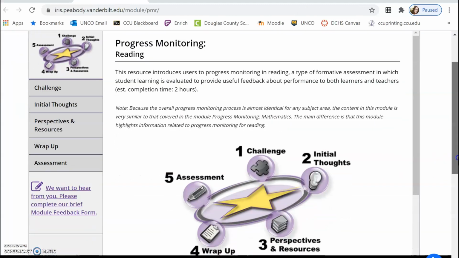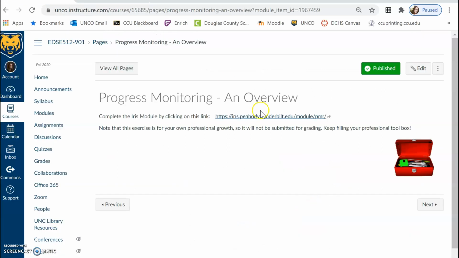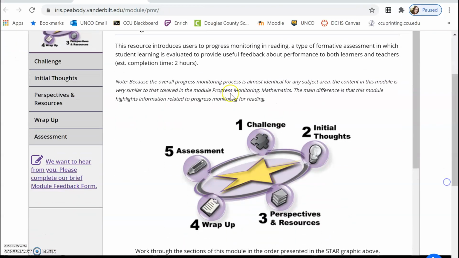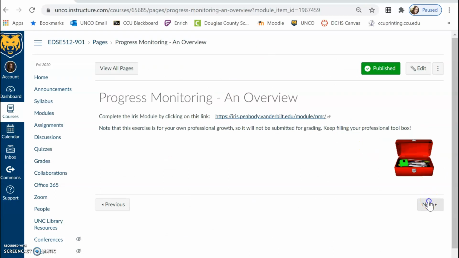Again, an IRIS module structured quite similarly to the first one. Progress monitoring, and there is one for reading. There's also one for math. So you can browse through those resources and it would be helpful to check in on each of them.